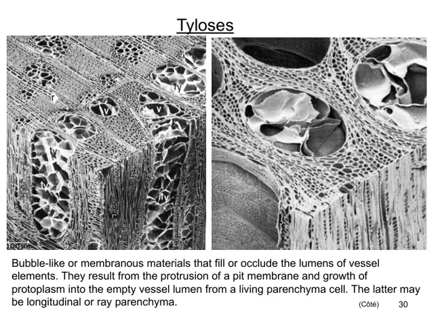So on this slide, we're talking about these bubble-like or membranous materials that can actually fill or block the lumens of vessel elements. These are known as tyloses, and they form through a fascinating process. Essentially, they result from the protrusion of a pit membrane combined with the growth of protoplasm into the empty vessel lumen. This growth comes from living parenchyma cells, which can be either longitudinal or ray parenchyma. The key point here is that tyloses can effectively occlude or fill the vessel lumen, which has significant implications for the functionality of the vessel, especially in response to stress or injury.